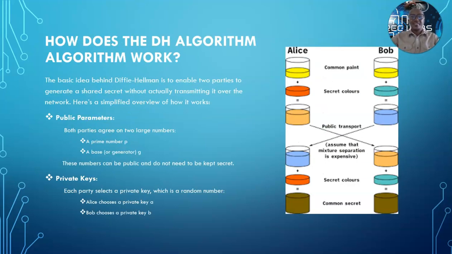So how does the Diffie-Hellman algorithm work? The basic idea behind Diffie-Hellman is to enable two parties to generate a shared secret key, meaning at the end of the communication, they should have the same key. If you want to encrypt a message, say you use key number 5 to encrypt, you want to generate key number 5 every time you decrypt that message. The math aspect is that both parties agree on two large prime numbers.